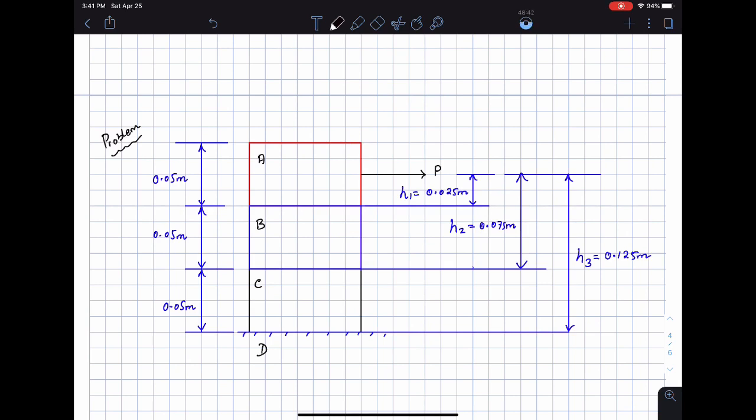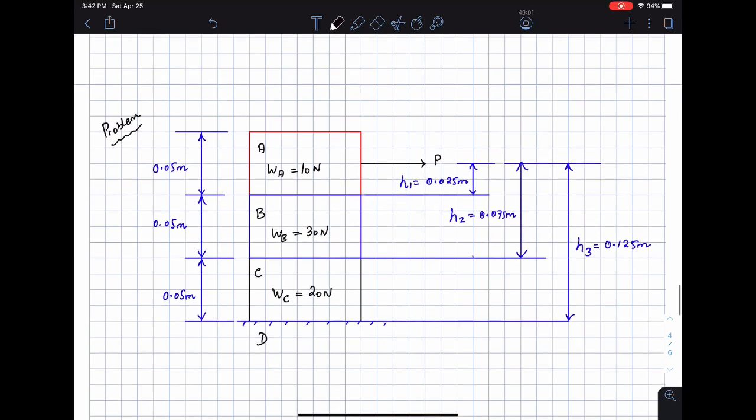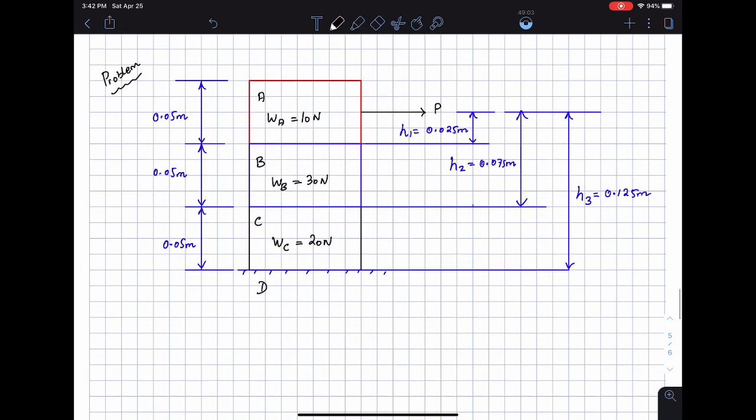All right, and the problem is also telling you that the weights of A, B, and C are given to us. So the weight of box A is 10 newtons. Then the weight of box B is 30 newtons. And then the weight of box C is 20 newtons. And we are also told that the coefficients of friction between AB, BC, and CD are given to us.